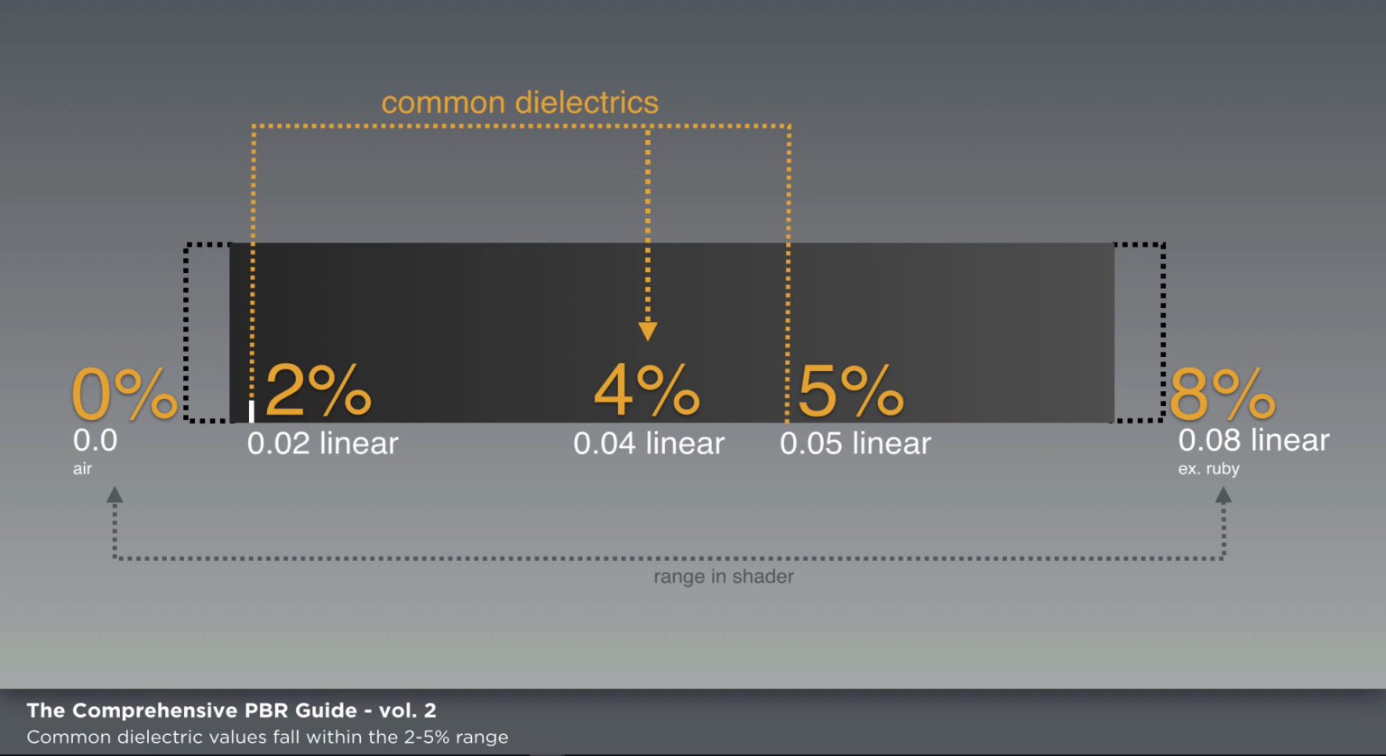In the metallic workflow, you don't have control over the dielectric F0, as we've already mentioned. However, some implementations allow you to override this value with a specular input, as I showed with Substance Designer. Anytime your metallic map is set to black, the shader is then going to utilize this 4% reflective value for the surface that represents the non-metal.